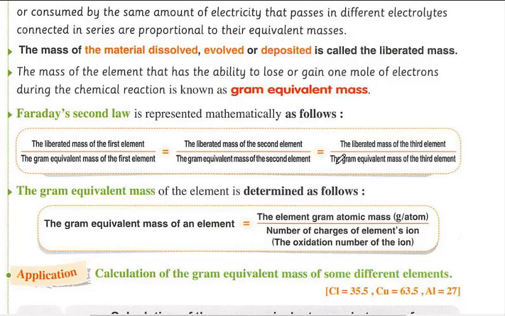So what is the equivalent mass? The equivalent mass equals the atomic mass divided by the charge or the oxidation state of the ion. So the gram equivalent mass equals the atomic mass over the charge of the element's ion. Equivalent mass refers to the atomic mass over the number of charges of the element's ion, or its oxidation state or oxidation number.